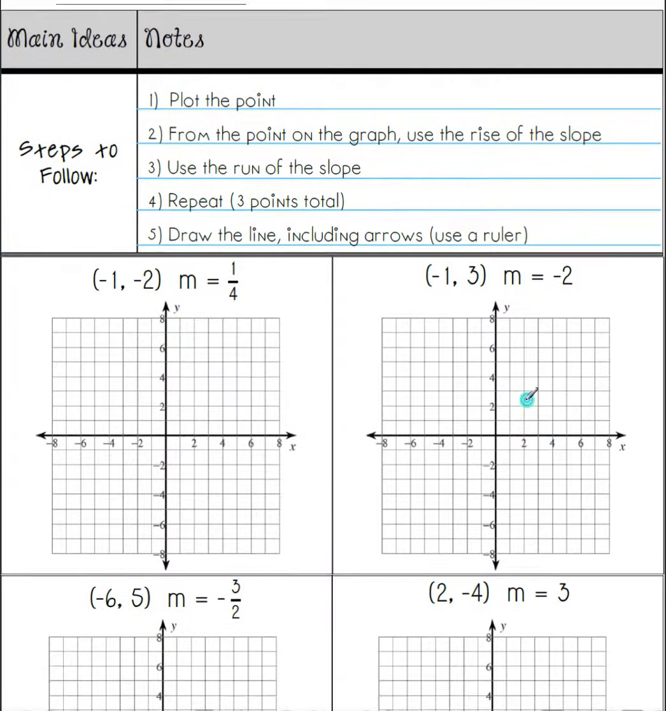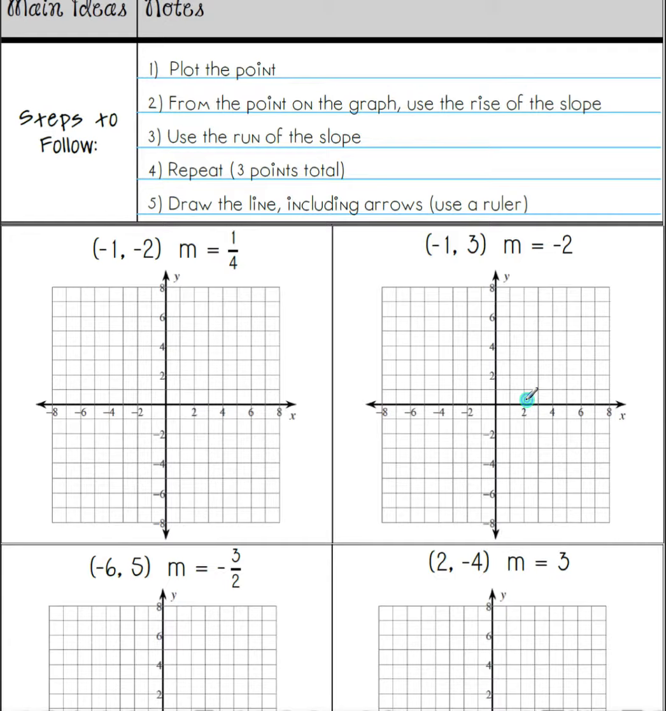So in the first example, we have -1, -2 as our point. So we're going to start at that point. Go to the left one and down 2. So -1, -2. And so that's where we're going to start. And then we have our slope of 1/4.